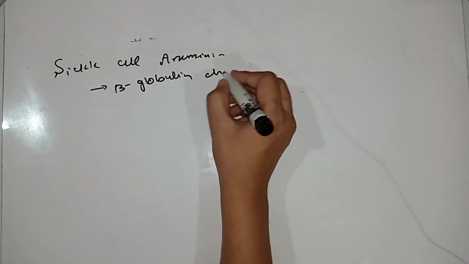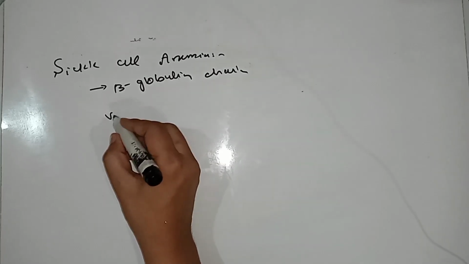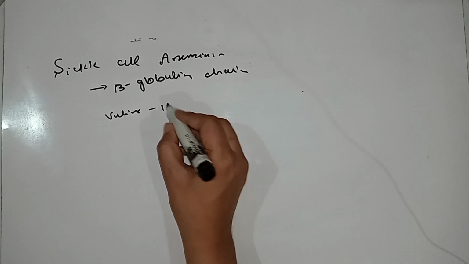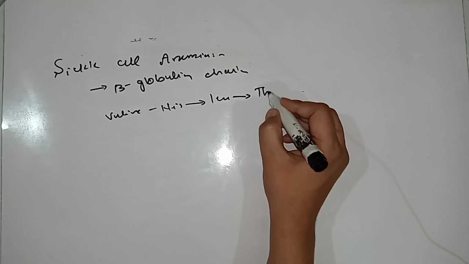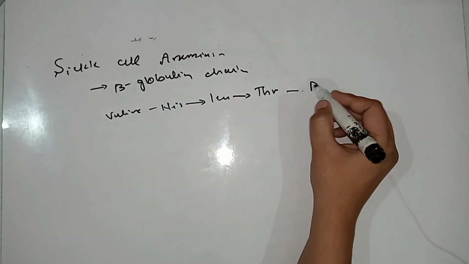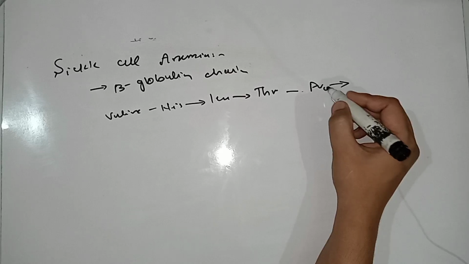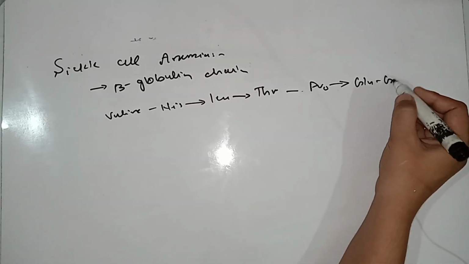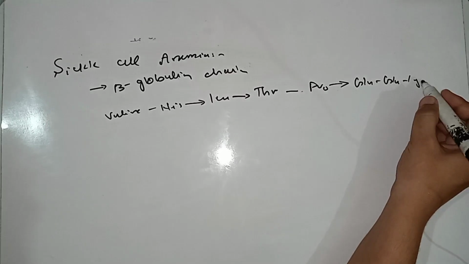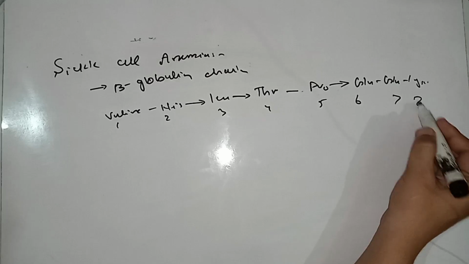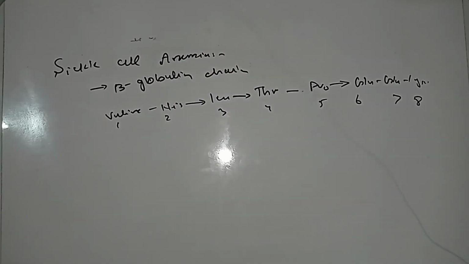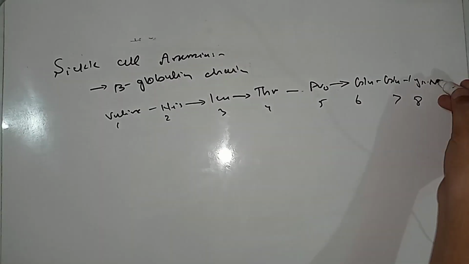If we draw the structure of the beta globin chain, the amino acids are valine, histidine, leucine, threonine, proline, glutamate, and lysine. So this is 1, 2, 3, 4, 5, 6, 7, and 8. So I have written these 8 amino acids of the beta chain of globin, and the chain continues.